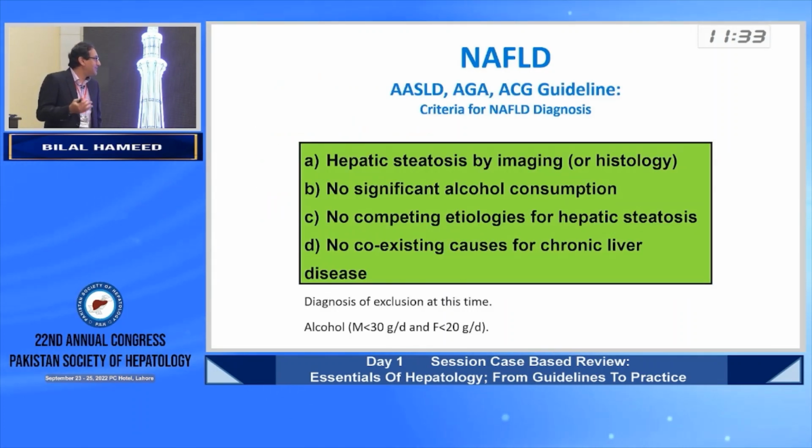So this is the AASLD, AGA, and ACG guidance that, if you have hepatic steatosis by whatever means, whether it's ultrasound, CAP, MRE, or a biopsy, with no other significant alcohol consumption, no competing etiologies, and no coexisting conditions, you can label someone with fatty liver disease.